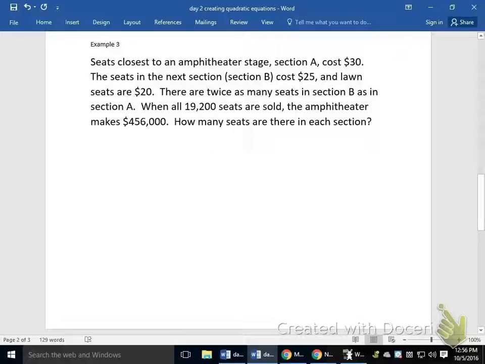But there are twice as many seats in section B as in section A. When all 19,200 seats are sold, the amphitheater makes $456,000. How many seats are there in each section? So what we're going to need to do is define some variables. I'm going to make A the number of seats in section A. I'm going to make B my number of seats in B. And for the lawn tickets, I'm going to let them be C, just to make it kind of easy here.